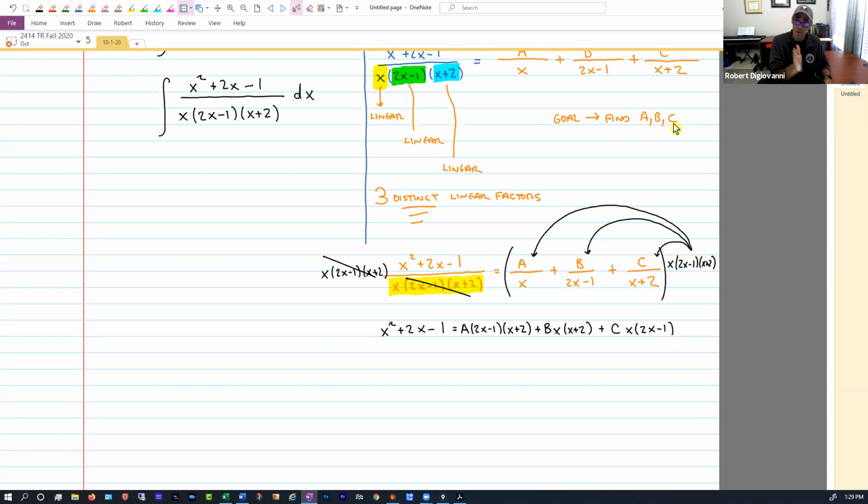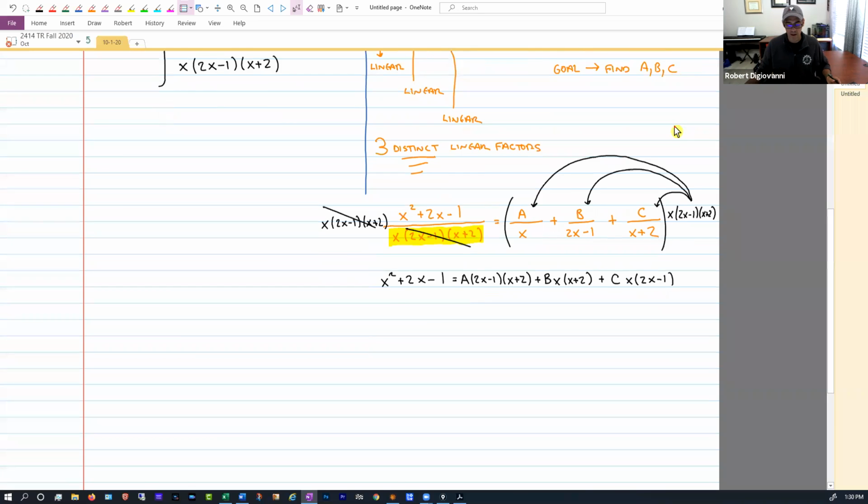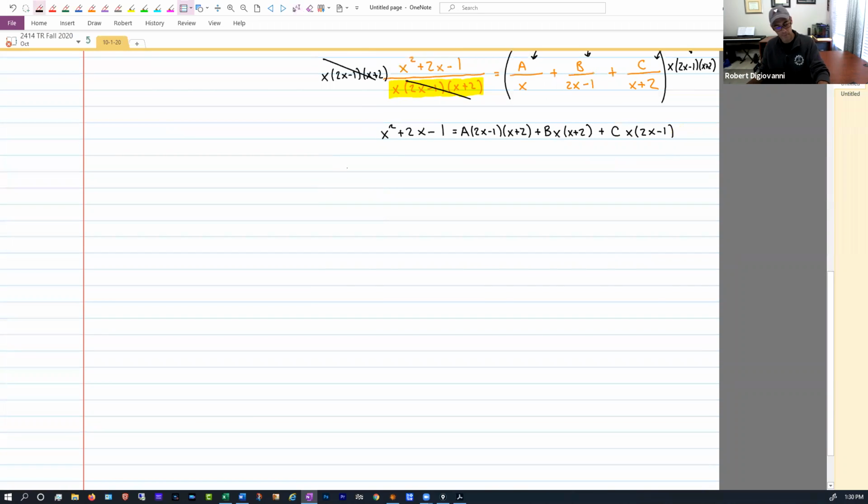So in doing this, there are 2 methods on getting A, B, and C. There's what I like to call the short method, and then there's the long method. Now, the good news about the short method is it's short, okay? It goes fast. The bad news about the short method is that it doesn't always work. Like there are some problems where you can't use the short method. The long method sucks because it's long, but the good news is that it always works. So I'm going to do both. I'm going to do the short method first.